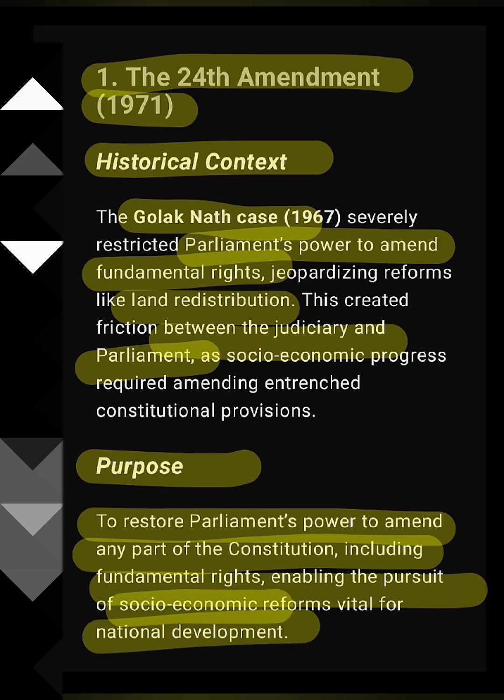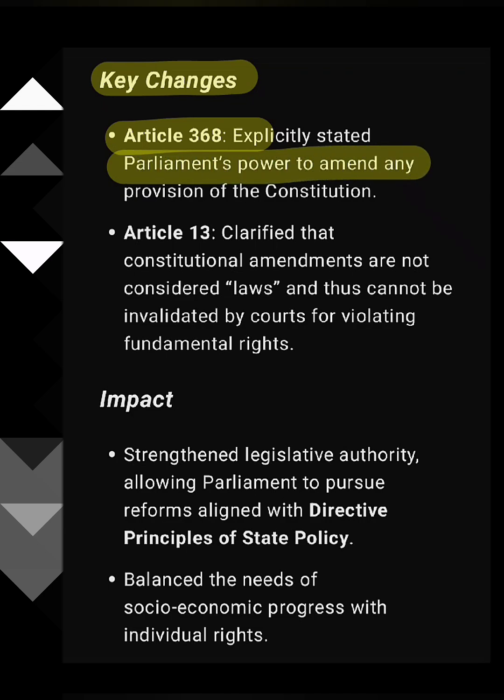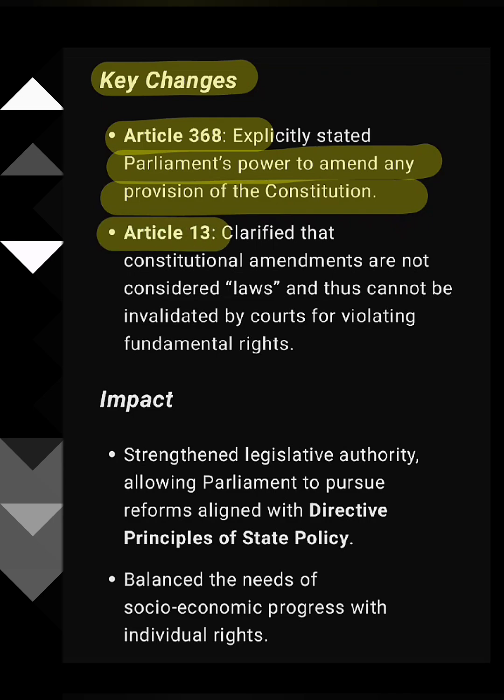national development. So what were the key changes made through the 24th Amendment? The Parliament amended Article 368, and now this article clearly mentioned that the Parliament has the absolute power to amend any part of the Indian Constitution. And also Article 13, which is by the way a fundamental right, and states that any law which is inconsistent with the fundamental rights, or if they are violating fundamental rights, they can be declared null and void.